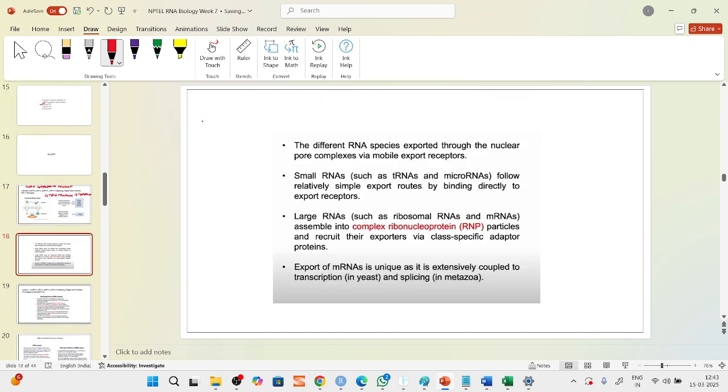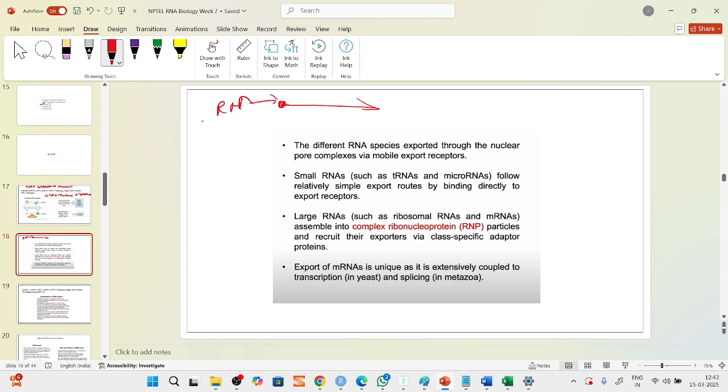So, the different RNA species are exported through the nuclear pore complex via mobile export receptors that we have discussed. Small RNAs follow relatively simple export routes by binding directly to the export receptor. The RNA molecule binds to these receptors, and they move along the nuclear pore complex and shift it from the nucleus to the cytoplasm or vice versa. A small RNA molecule can go from the nucleus to the cytoplasm simply by binding to these mobile exporters, and nothing else is needed.